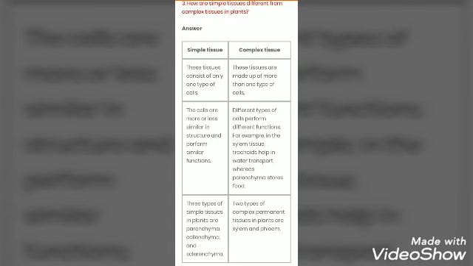How are simple tissues different from complex tissues in plants? The simple tissues consist of only one type of cells, whereas complex tissues are made up of more than one type of cells. The simple tissues have cells which are more similar in structure and perform similar functions, whereas in complex tissues, different types of cells perform different functions. The simple tissues are of three types: parenchyma, collenchyma and sclerenchyma, whereas complex tissues are of two types, xylem and phloem.